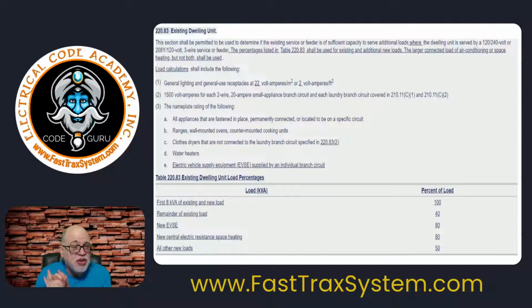Then if you're adding any new EV to this, okay, notice it says new EV. So if you're adding new EVSE to this, you take it at 80%. If you're adding a new central electric resistance space heating, again, this is new. Remember, if it was existing, you're already adding it in the top part anyway. So if it's new, and that's why it's important you see the word new in there, new electric resistance space heating, you take it at 80%. So whatever its nameplate is, you're going to take it at 80%.